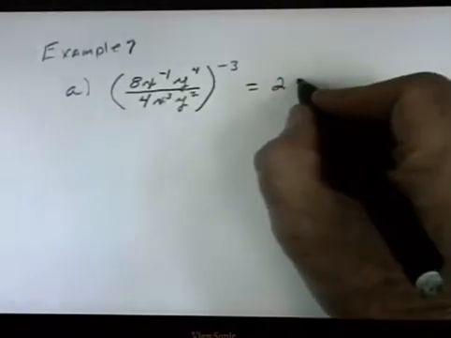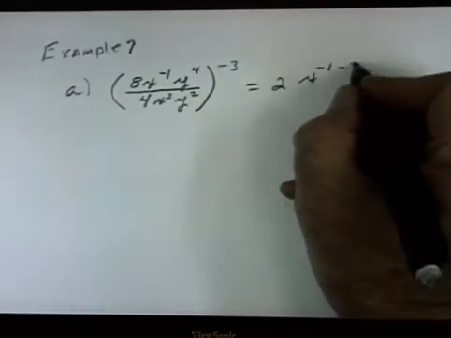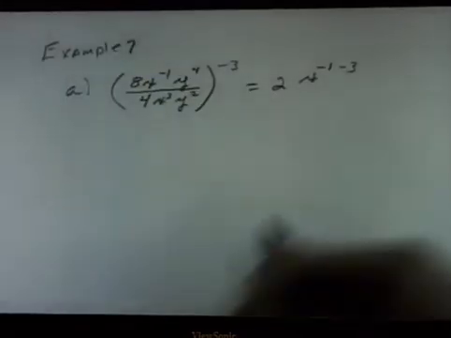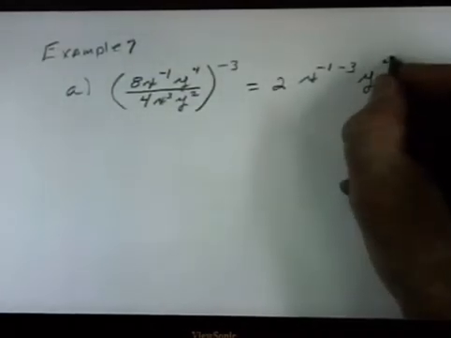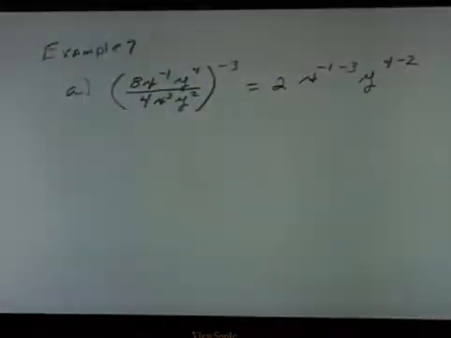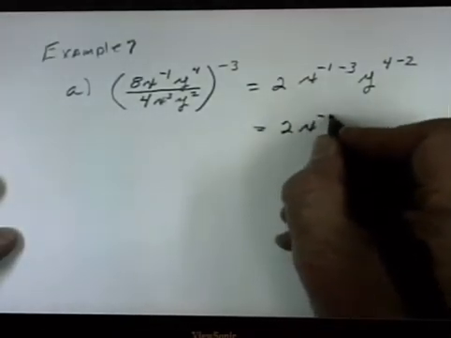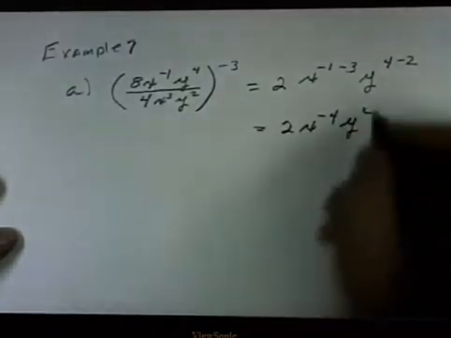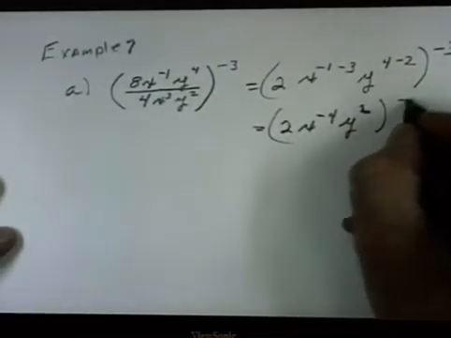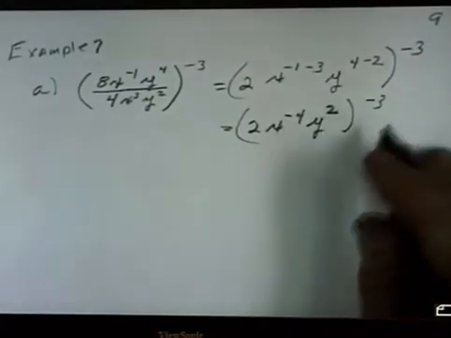And they took x to the minus 1, and they subtract the minus 3 because they're dividing x to the minus 1 by x to the minus 3. And then y to the 4th minus 2 because they're dividing y to the 4th by y squared. And when they did that, they got 2x to the minus 4 y squared. Now all of this is raised to the negative 3 power. This is a 2. All right?